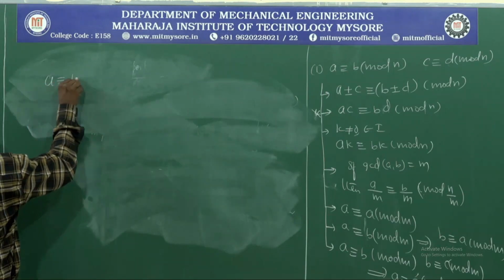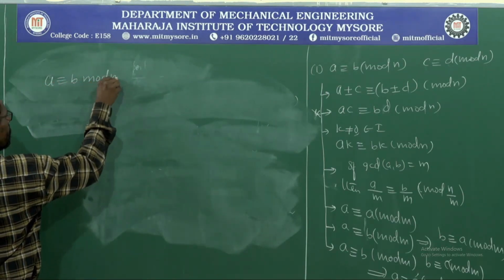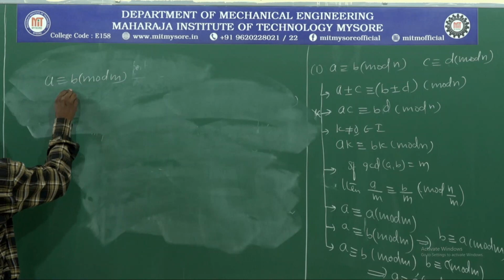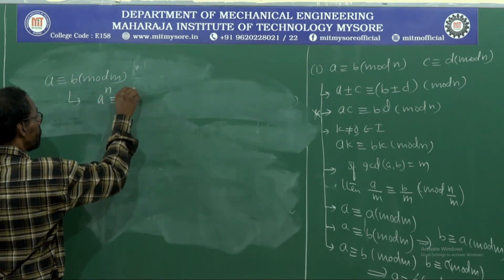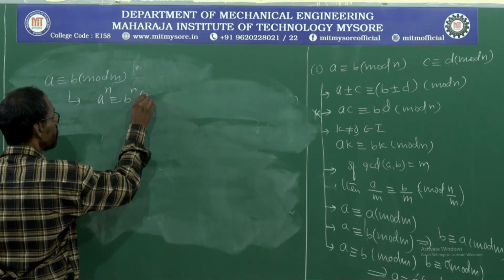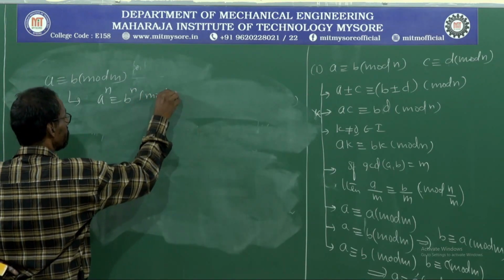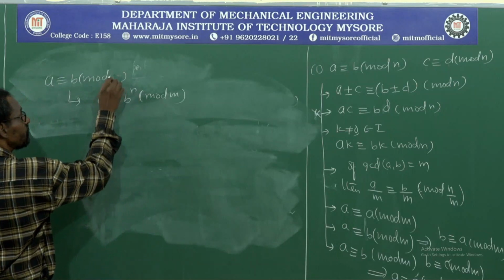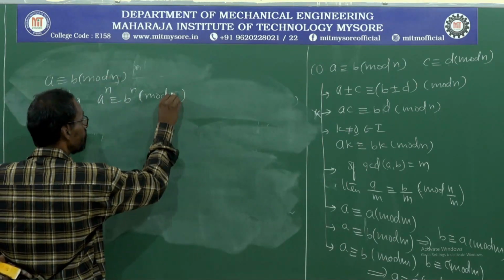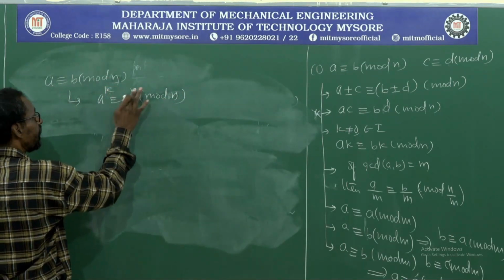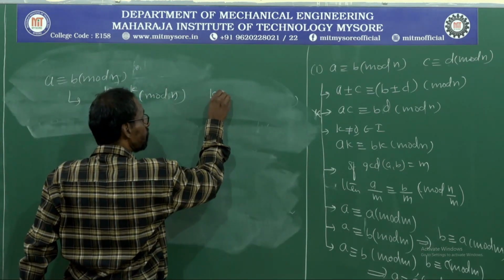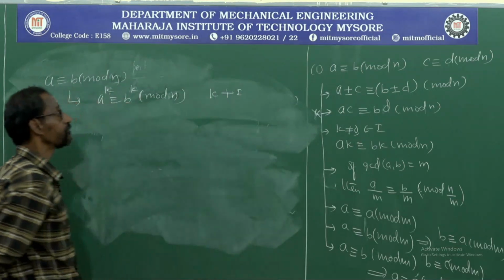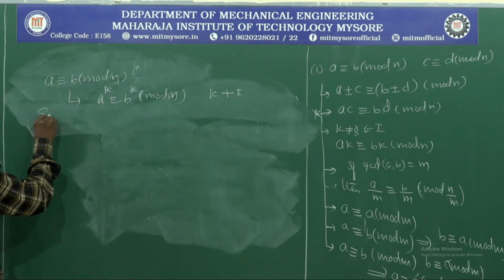If a is congruent to b mod m, immediately we can write a raised to n is always congruent to b raised to n mod m. And you can use k here instead of n, where k is a positive integer. This is called the exponential rule.